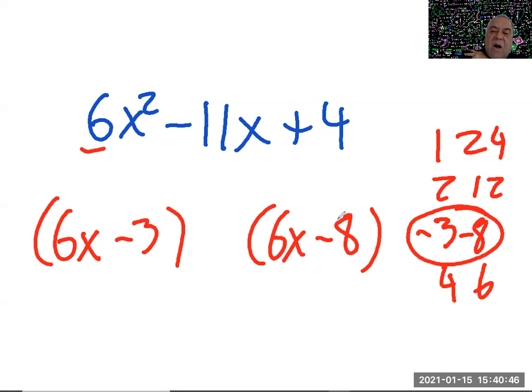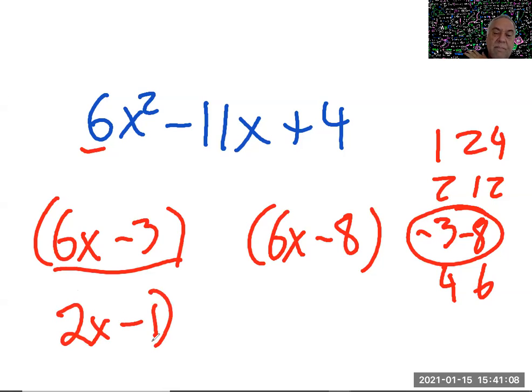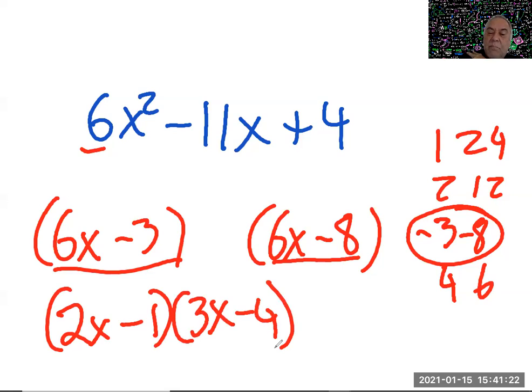Now, can you simplify these things? Yeah, I can divide both of them by 3. In this case, I don't have to bring it out front. I'm not factoring, I'm just simplifying it. So divide 6x minus 3 by 3, and I get 2x minus 1. That's one of the factors. Here, to simplify it, I have to divide by 2, because 3 won't go into 8. So I divide by 2, and I get 3x minus 4. And I'm done. That's it.